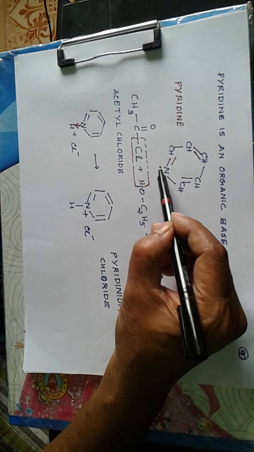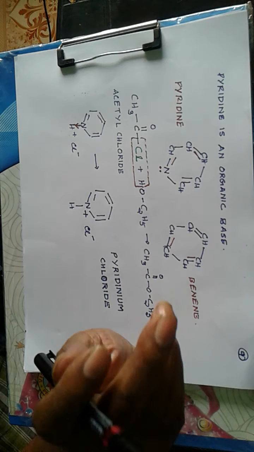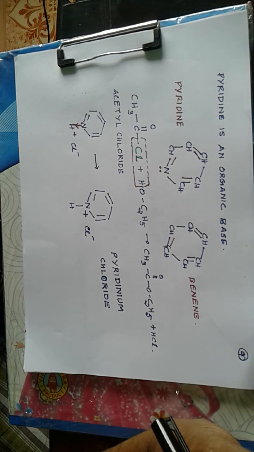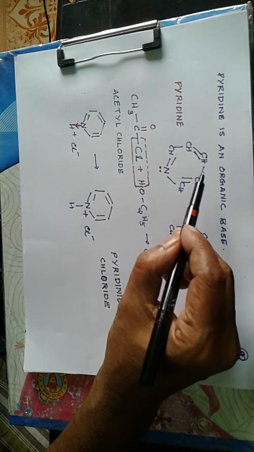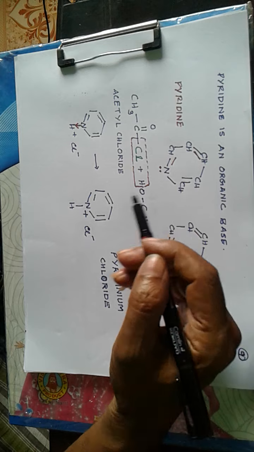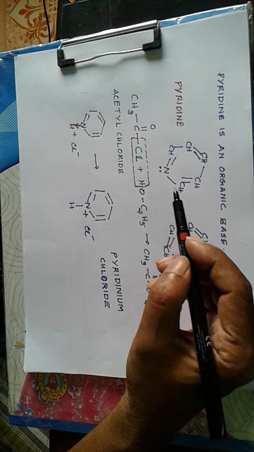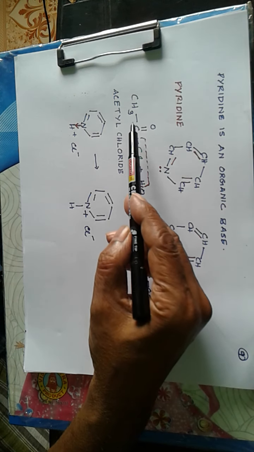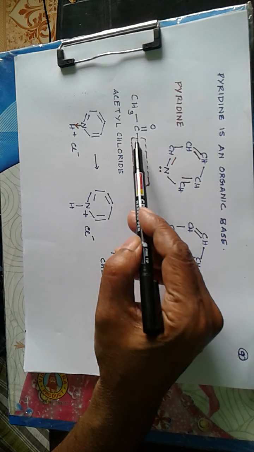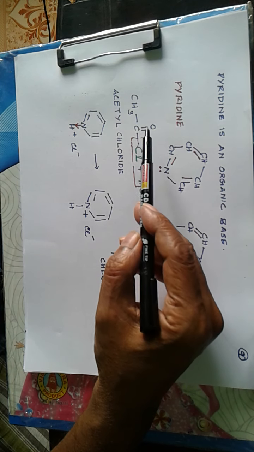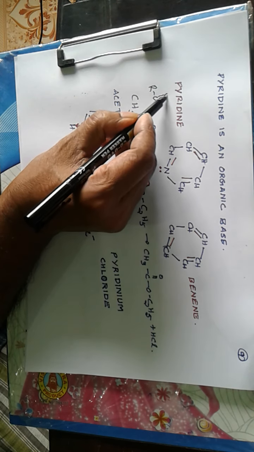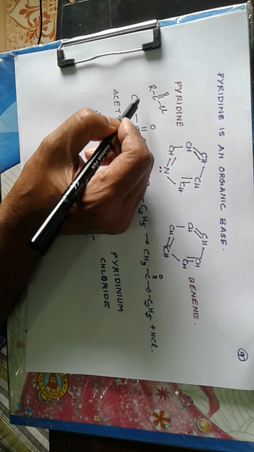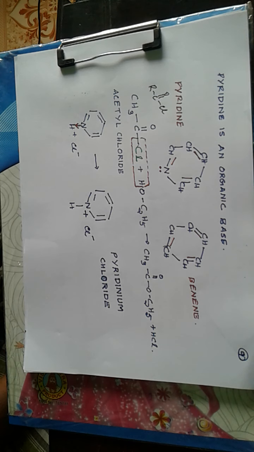Now, there is a lone pair over nitrogen, and a molecule which can donate a lone pair to H positive is called a base. So, pyridine is an organic molecule and basic, so it can be used as an organic base. And an acid chloride has the group COCl. So, any acid chloride is represented as RCOCl. Now, R is an alkyl group. Here we take CH3COCl, that is called acetyl chloride.